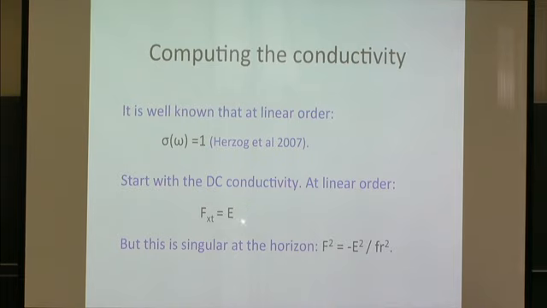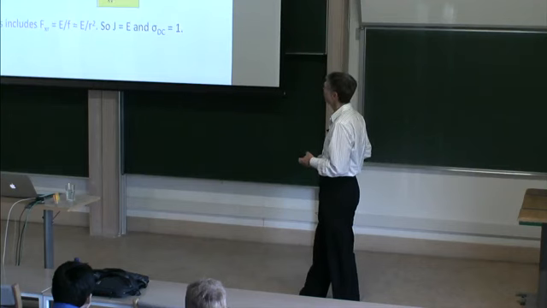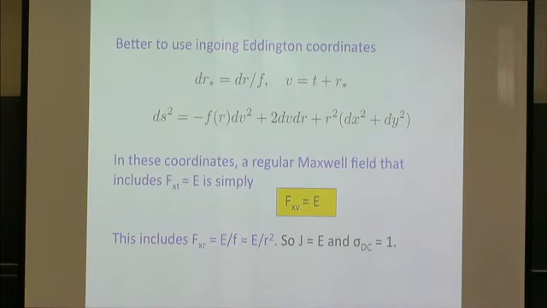It may not look singular, but of course the time coordinate is badly behaved there. If you square it, you see that it goes like 1 over f. f is vanishing at the horizon, so this Maxwell field is in fact badly behaved at the horizon. So to obtain a well-behaved Maxwell field, you want to use good coordinates at the horizon. So we'll use ingoing Eddington coordinates. We define r star in the usual way, dr star is dr over f. Define v to be t plus r star.